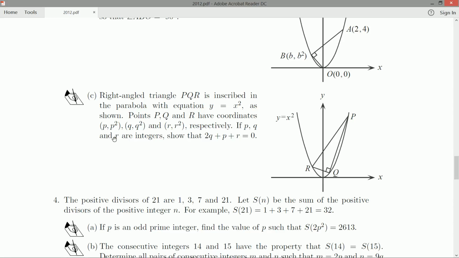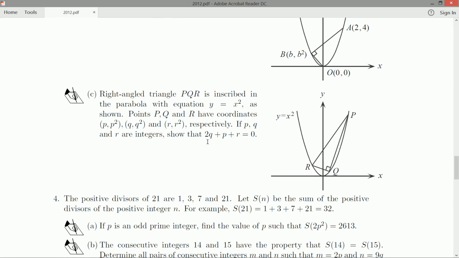If p, q, and r are integers, show that 2q plus p plus r is equal to 0. Okay, I'm guessing it's the q there because q is the one with the right angle. That's why it gets doubled. Why would we need the condition that they're integers?